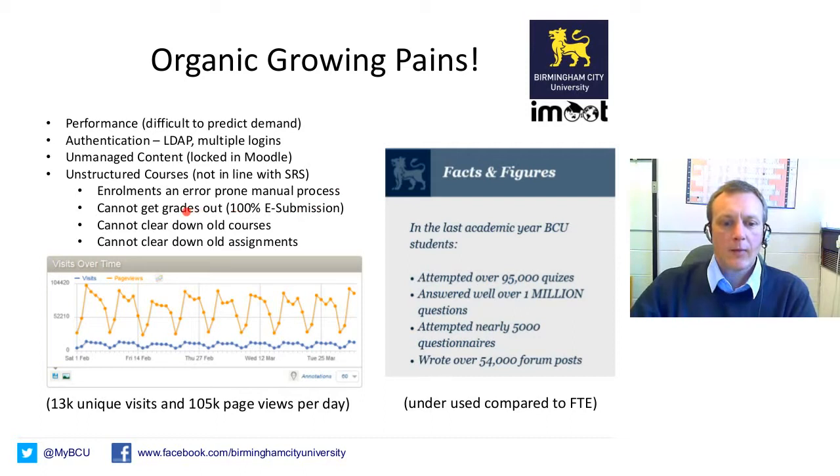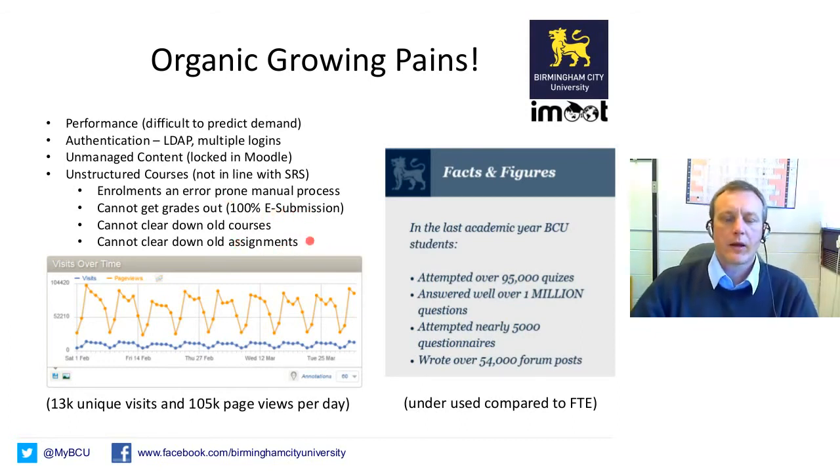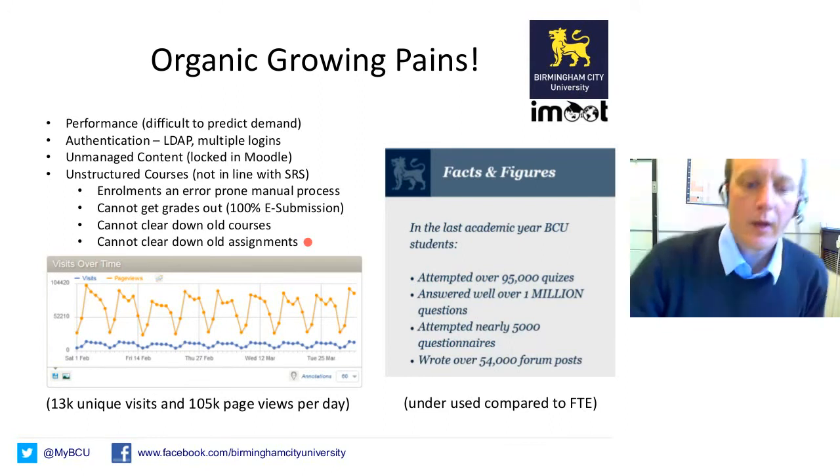We can't get grades back out of Moodle. We can't clear down old courses reliably. Again, we have to rely on people doing that manually, which doesn't work very well. And we can't clear down old assignments. And as we move towards 100% e-submission, assignments start to become perhaps 85% of our storage. So we would have hundreds of thousands of assignments a year now.